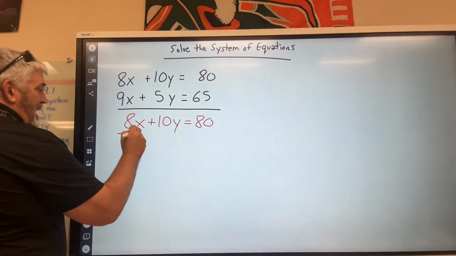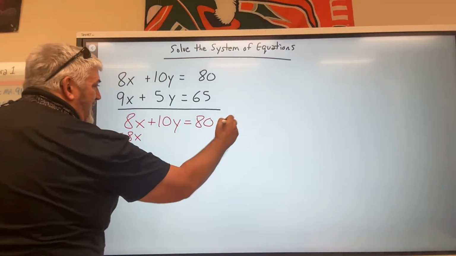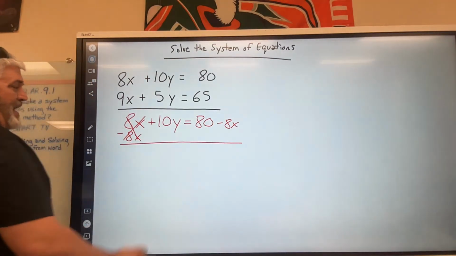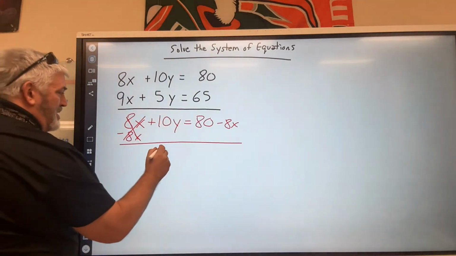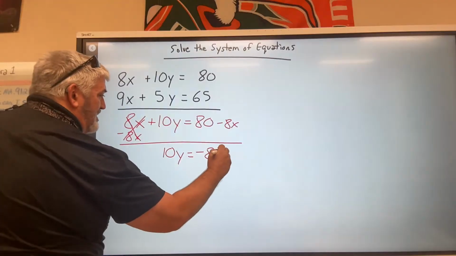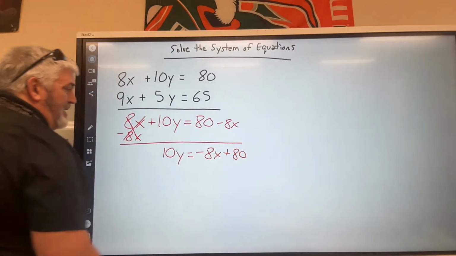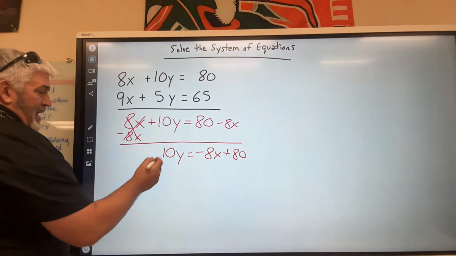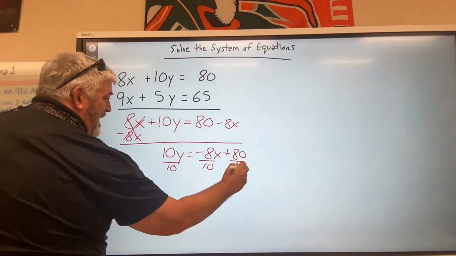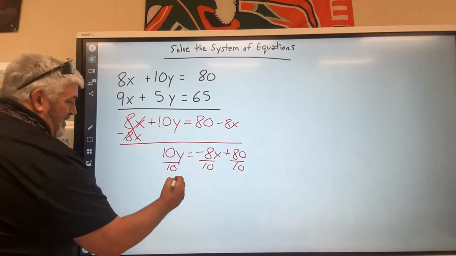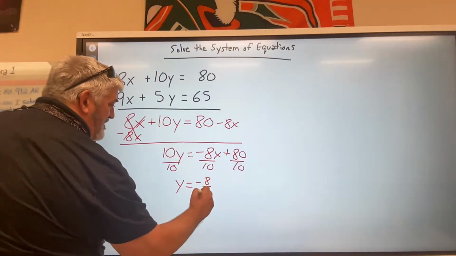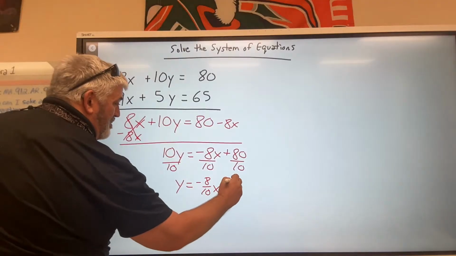So I'm going to subtract 8x from both sides of the equation. 8x minus 8x is 0, so I end up with 10y on the left side, and I have negative 8x plus 80 on the right. After that, my next step is to divide everything in the equation by 10, which gives me y equals negative 8/10 x plus 8.